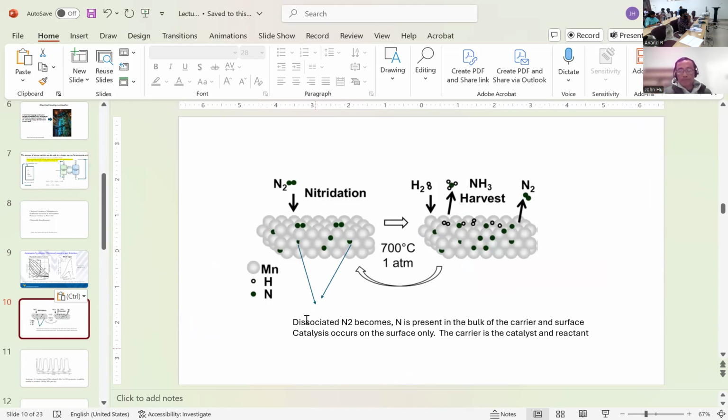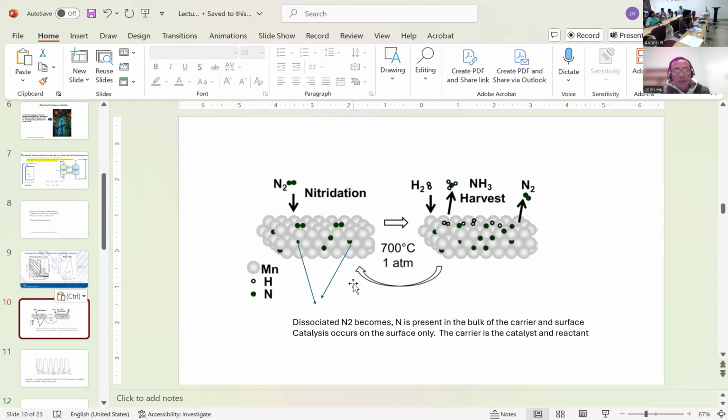Okay. Any questions until this point? Yeah. Sir, chemical looping, and this slide is catalysis. Surface catalysis.